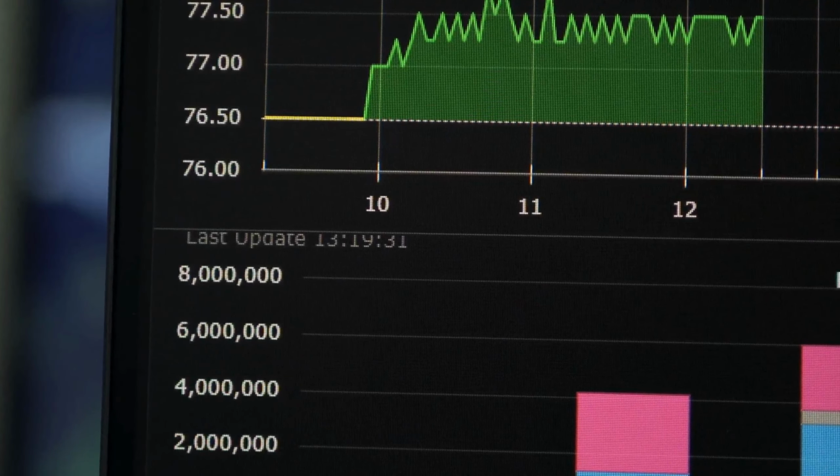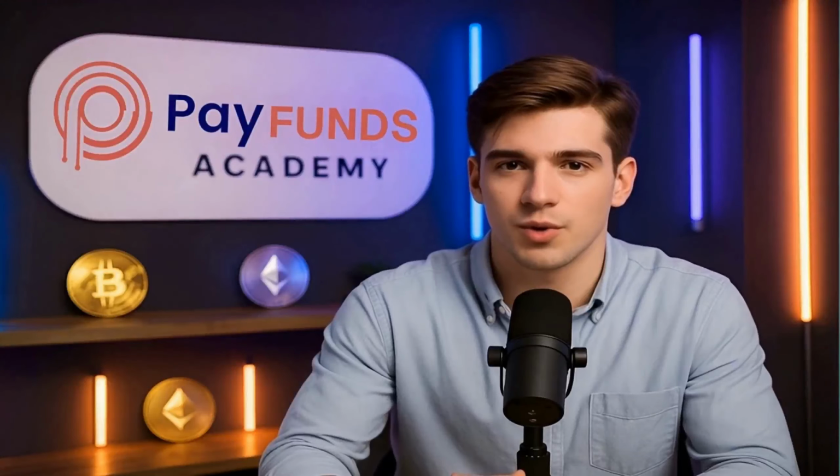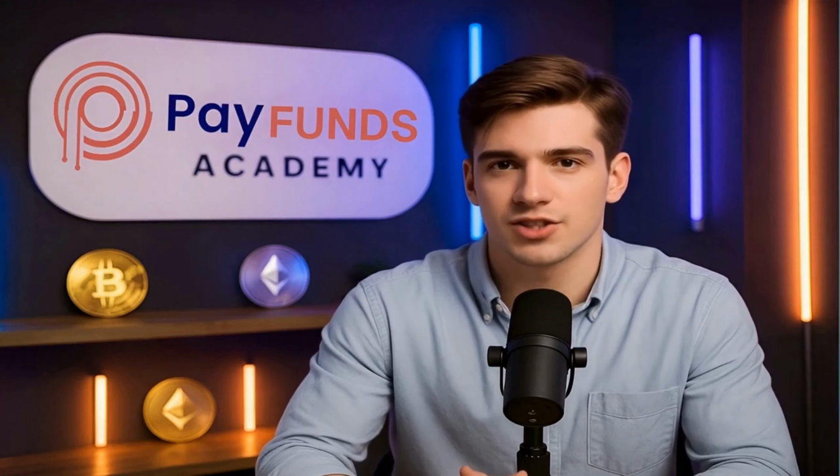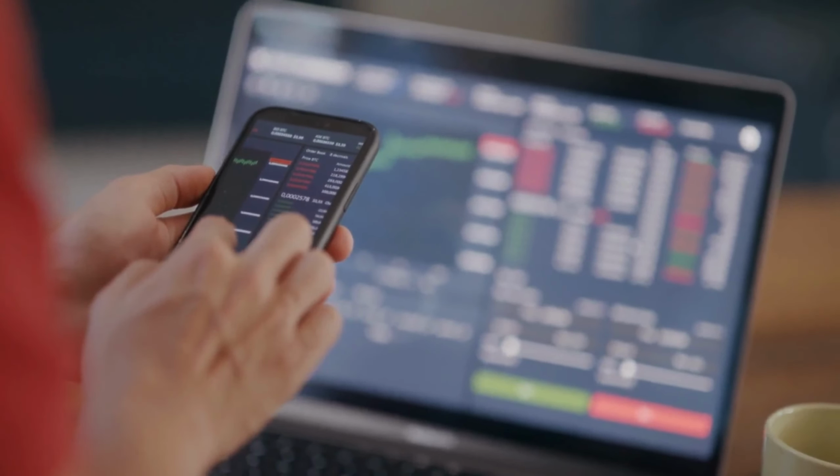When a support level is broken, it often turns into a new resistance level, and when resistance is broken, it may turn into a new support level. This concept is known as role reversal.